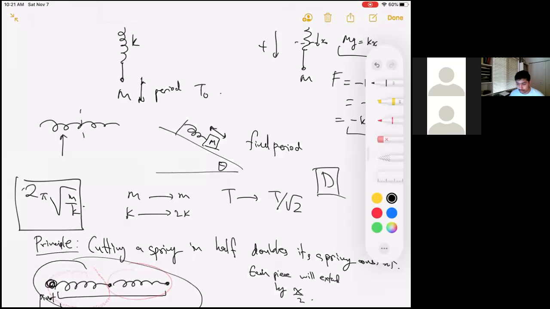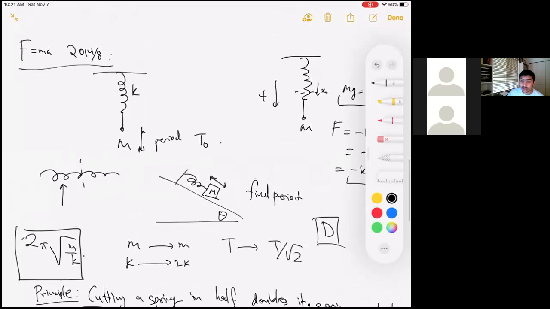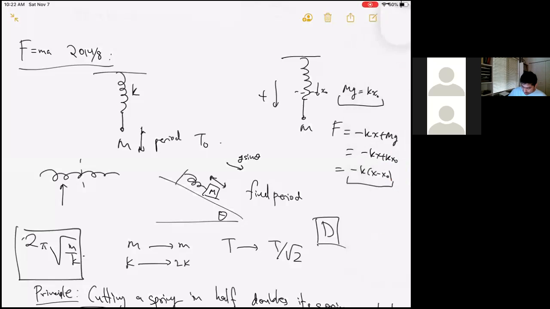Let me answer the next question, which is: the mass of the block doesn't change on the inclined plane, but the gravitational force would because it's at an angle. Why does that not affect the period? Great question. If you look at the motion parallel to the plane, you essentially have an extra g sine theta force in this direction. This is completely analogous to the case where you have just an extra g force in this direction.